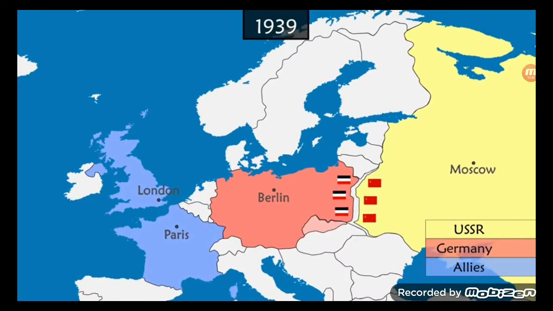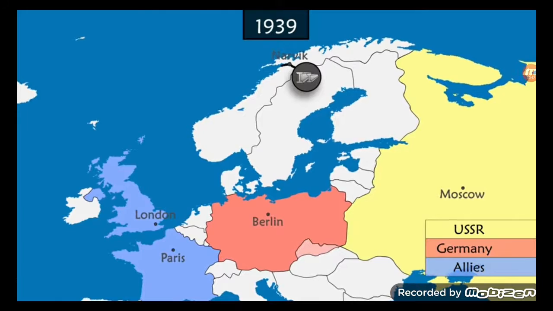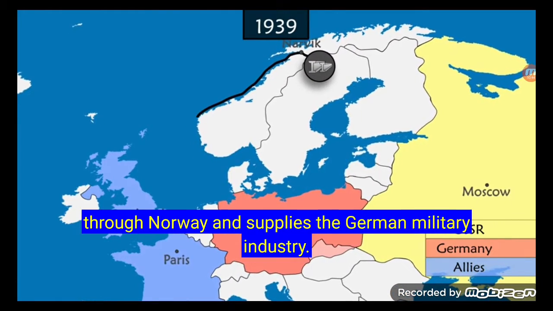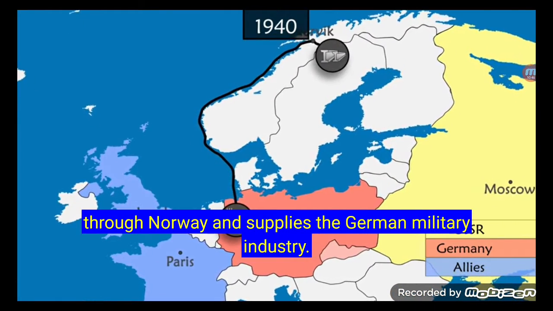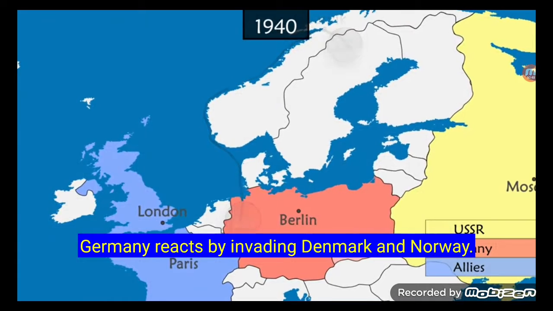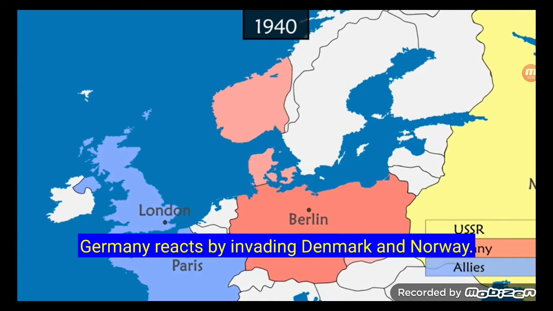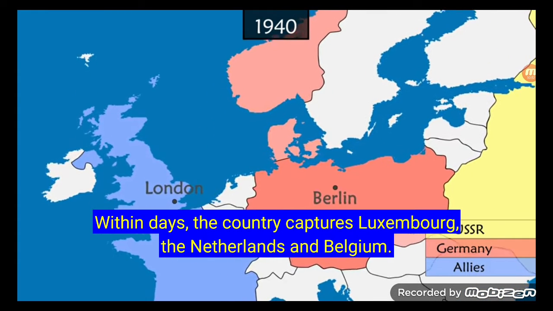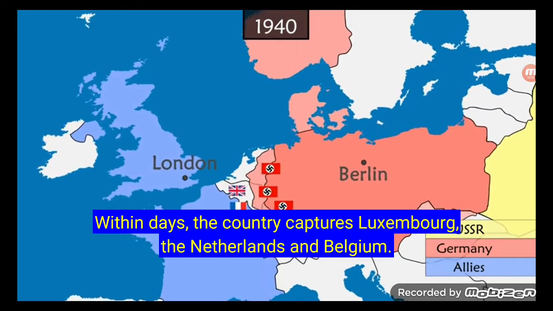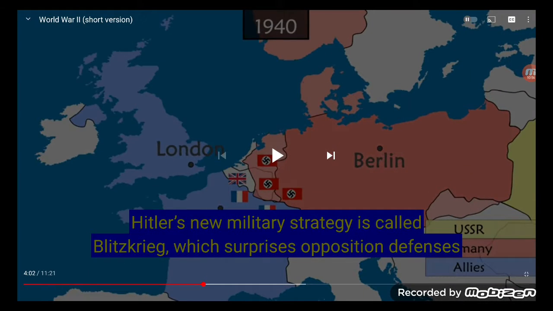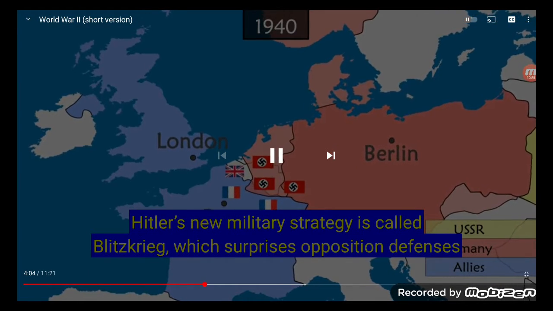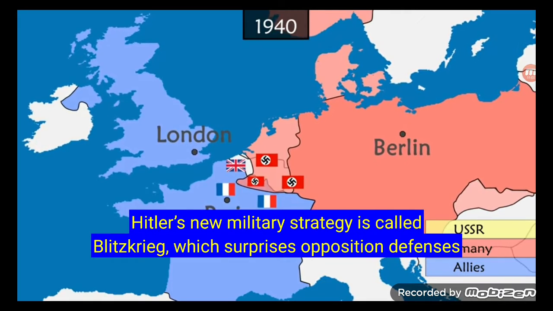France and the United Kingdom try to cut the strategic iron ore route that passes through Norway and supplies the German military industry. Germany reacts by invading Denmark and Norway. Within days, the country captures Luxembourg, the Netherlands, and Belgium. What? Hitler's new military strategy is called Blitzkrieg, which surprises opposition defense.